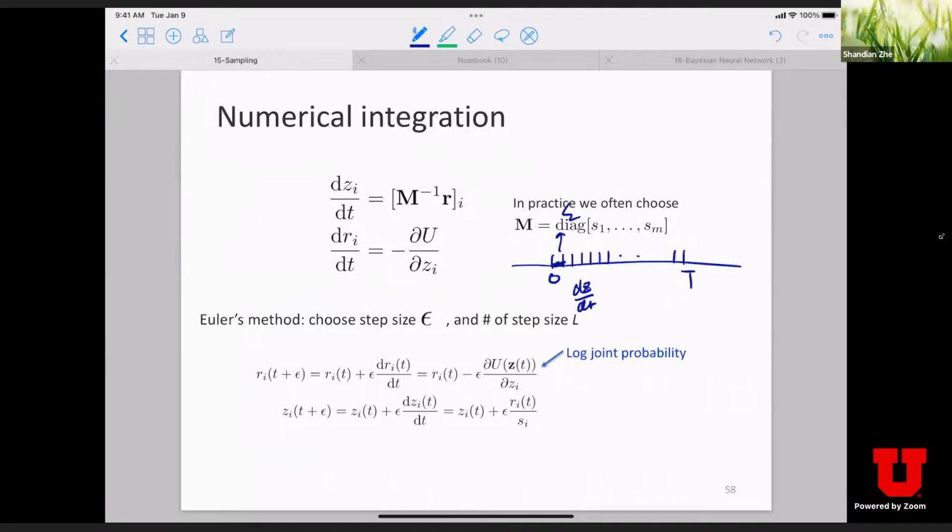One of the most common approximations is that I use the gradient at my starting point, here t, as my gradient. Then, if I want to get z(t plus epsilon), that means the state after this epsilon step size, I simply multiply this gradient with this step size epsilon. That's the idea. That's Euler's method. Any question?